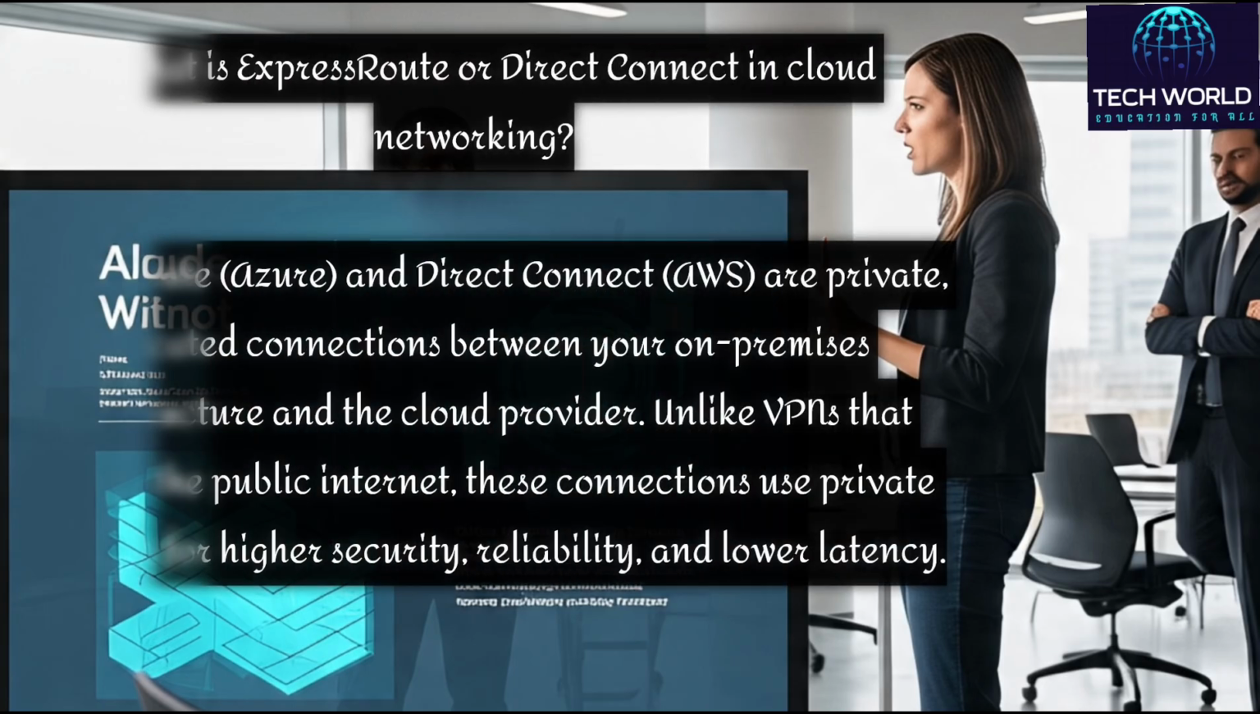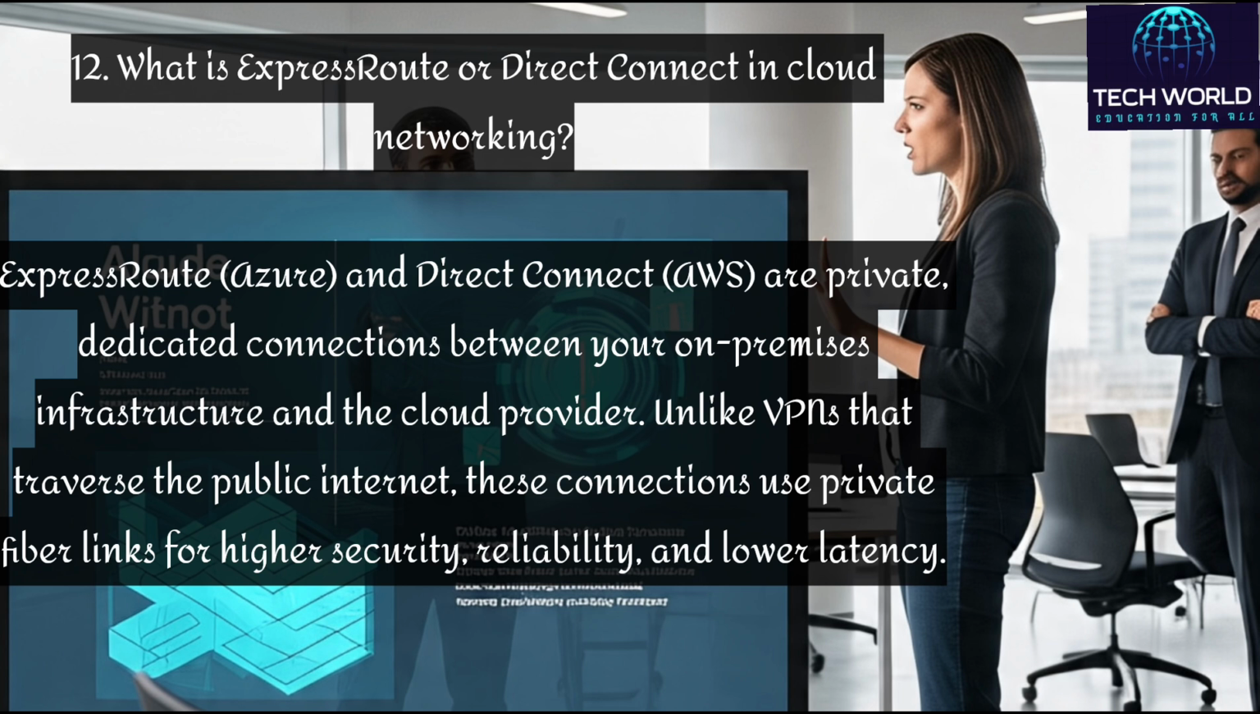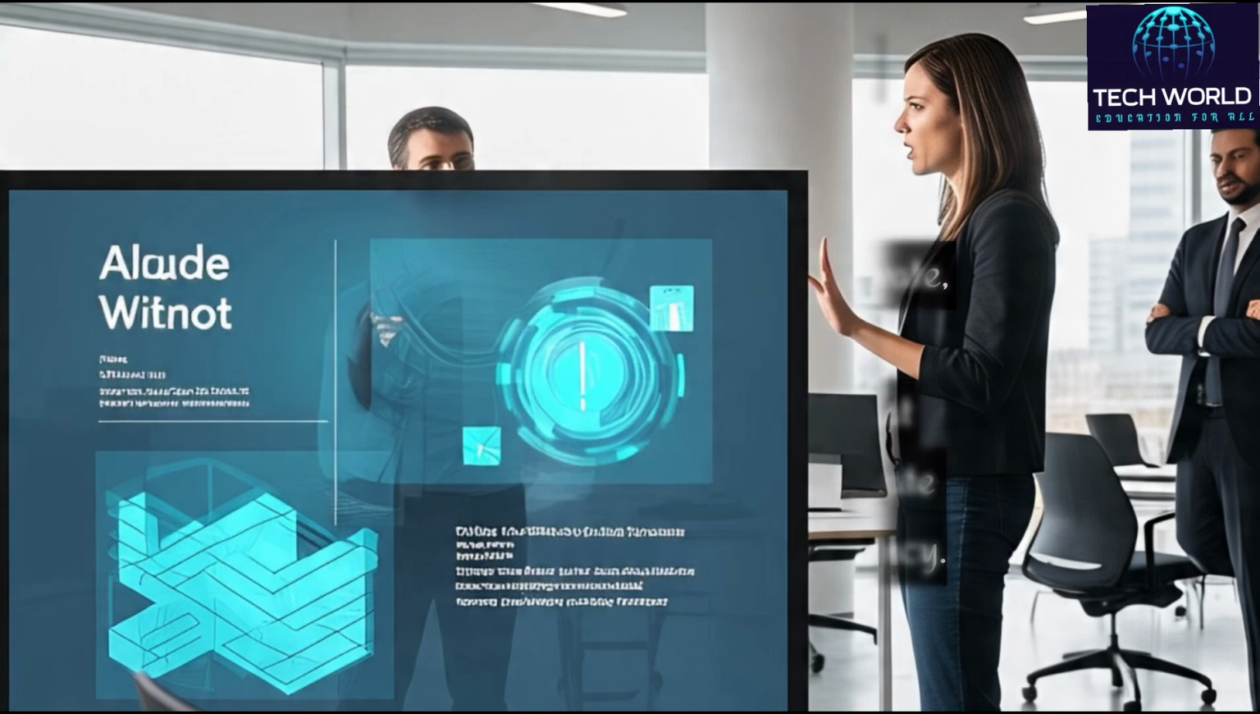12. What is Express Route or Direct Connect in cloud networking? Express Route, Azure, and Direct Connect, AWS, are private, dedicated connections between your on-premises infrastructure and the cloud provider. Unlike VPNs that traverse the public internet, these connections use private fiber links for higher security, reliability, and lower latency.